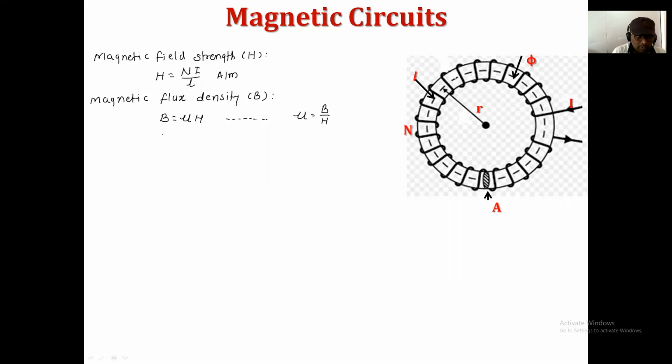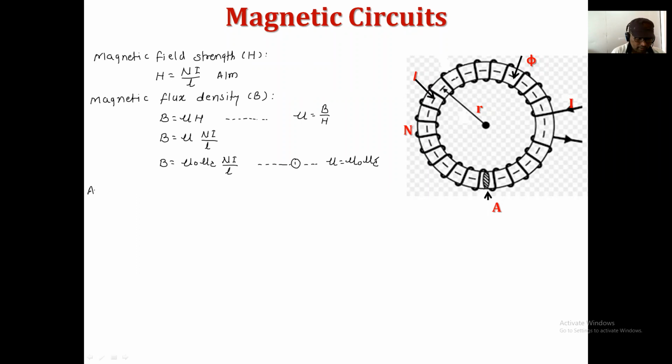Then we will put that value of H. B is equal to mu in bracket, mu into Ni upon L. Again, I will put the value of mu, that is nothing but mu 0, mu r, Ni upon L. You can call that equation number 1, and the support is mu is equal to mu 0 into mu r, according to the equation.